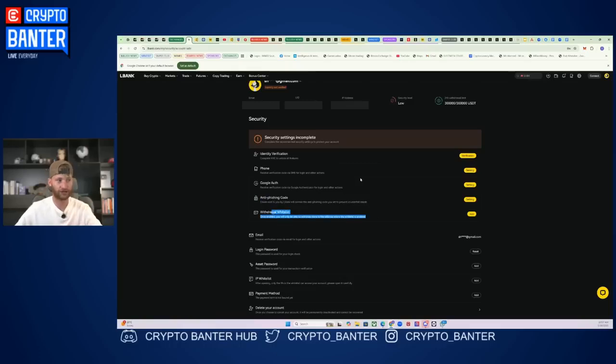Withdraw whitelists. Okay. So what this is, it's a second line of protection, which means that if you log in, it can send you an SMS. It will ask you for the SMS. You put that in and you can get in. Okay, it's just a second line of protection.